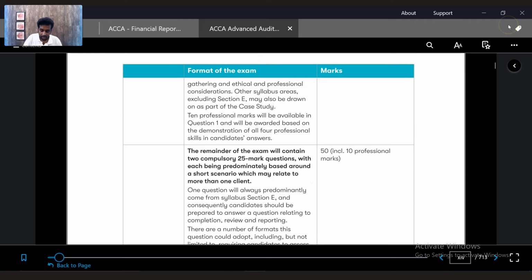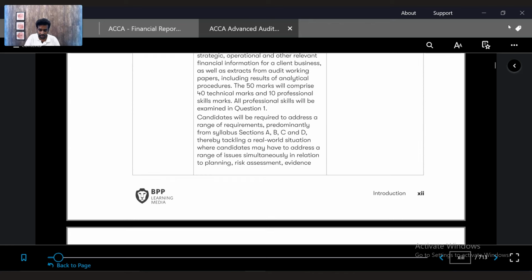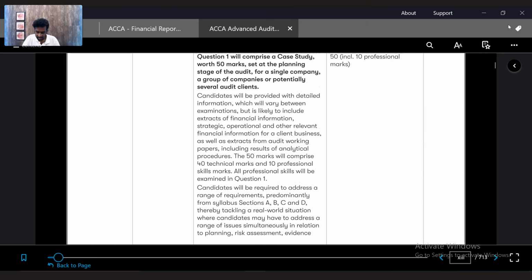In section A, you will also be given, I forgot to talk about that, certain examinable contents. Like you will be given email extracts from the partner. You will be given financial information. You will be given certain other extracts of working papers that have been done, etc. So you have to use a lot of analytical procedures. You have to read the email and give a briefing note to the partner, etc. So the format and all is very important. That's where the professional marks also come in.